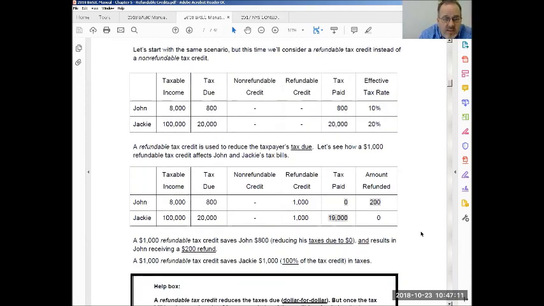Before we had that refundable credit of $1,000, John left $200 on the table, didn't he? But now, if it's a refundable credit, he gets that $200. So that's why I say the Energizer Bunny, he still gets it. It's not lost. Okay? In Jackie's case, it doesn't really change anything, does it? Because as you have higher income, chances are you're still going to have a tax bill no matter what.